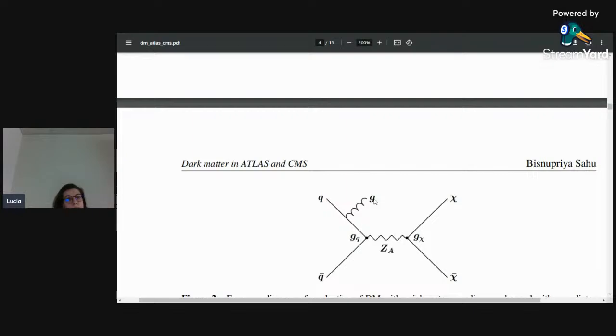Initial state radiation: from a gluon there will be a lot of radiation, a lot of things, and you see a jet. Okay, it's a monojet. But what is a dijet? Dijet is two jets. Yes, exactly.